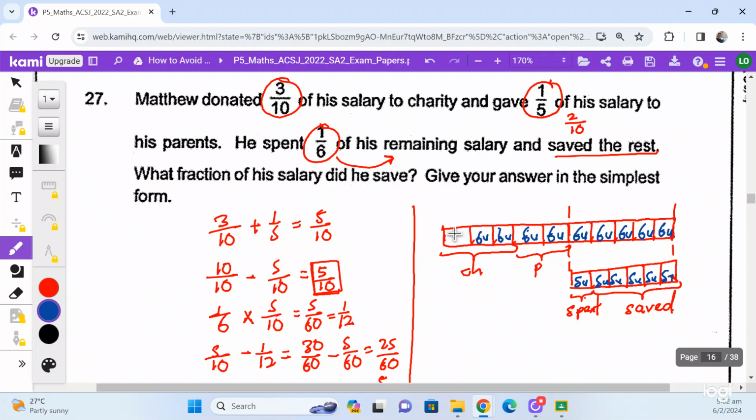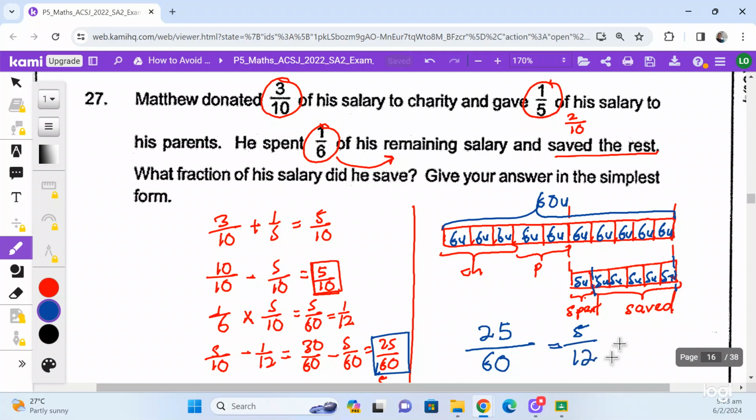Okay, so now we can use the units to write the fraction. So what fraction of the salary, which is a total of 60 units, did he save? And you count the units that he saved, which is actually 25 units. So the fraction is 25 over 60. And you can see that I got the answer quite fast, without doing anything. And of course, you will need to simplify your fraction. So you divide 25 by 5 and 60 divided by 5. And what fraction did he save? He saved 5 over 12 of the salary.